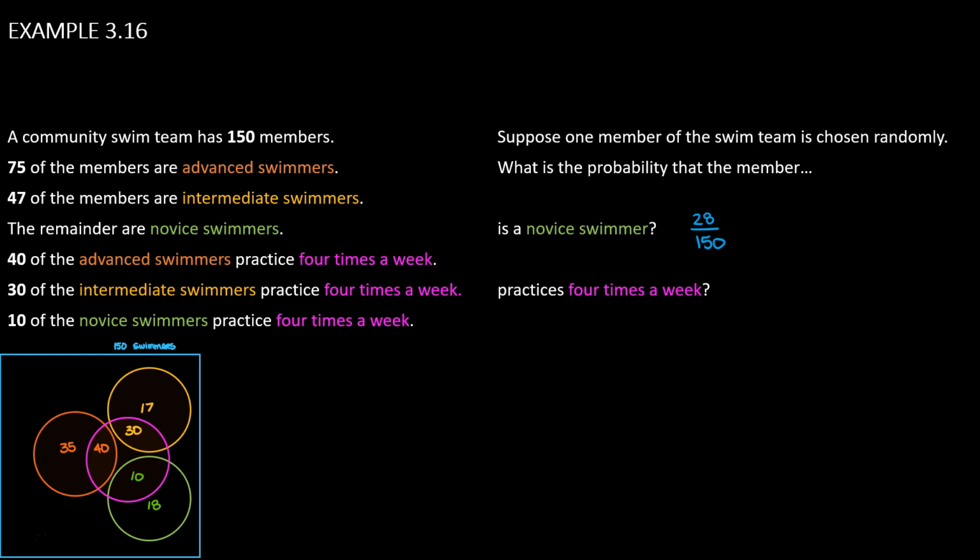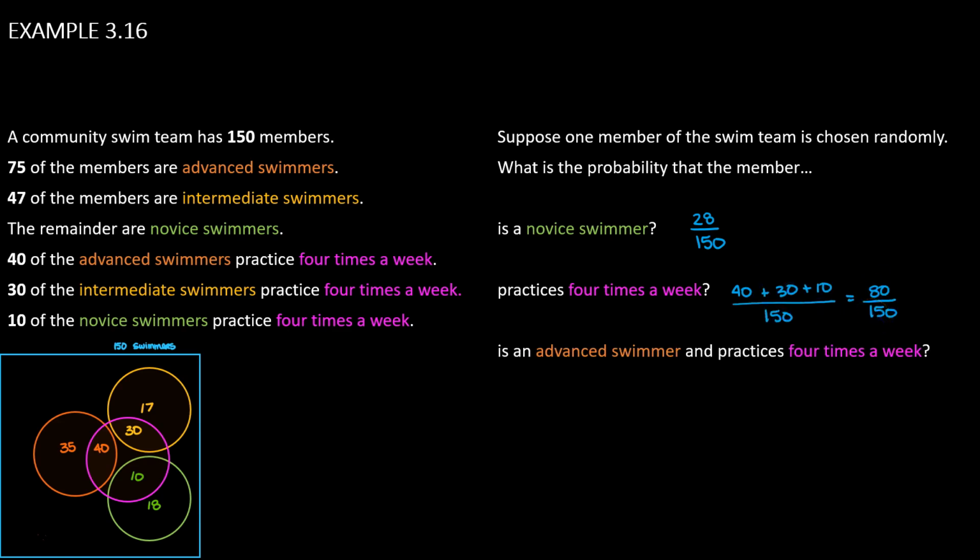Suppose one member of the swim team is randomly chosen. What's the probability that the member practices 4 times a week? To find this one, I just need to look at all of the different swimmers that exist inside the 4 times a week circle. I have 3 groups here. I have the advanced swimmers, the intermediate, and the novice swimmers. All of these different groups have some of their swimmers that practice 4 times a week. So we're going to need to add together the 40 advanced swimmers, the 30 intermediate swimmers, and the 10 novice swimmers to make our numerator, which represents all of the swimmers who practice 4 times a week.